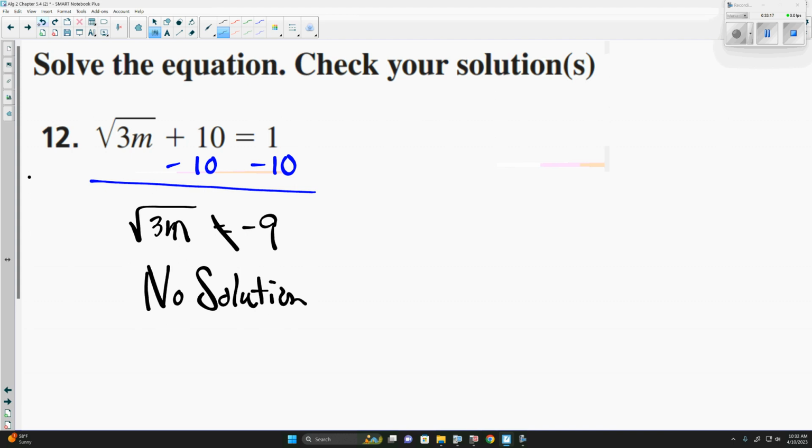But again, it'll still tell you the same thing. Even if we don't notice this, we still get to the same spot. Any questions on any of this here?